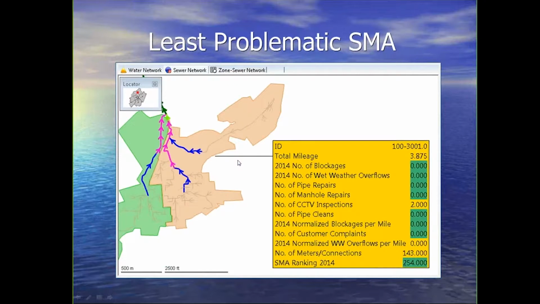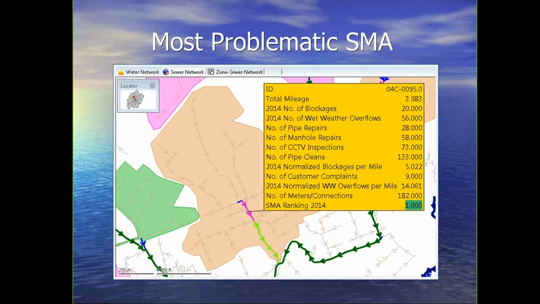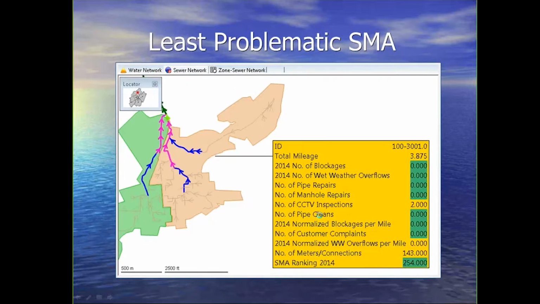Okay. Now, this is our least problematic SMA. Similar mileage, 3.875. But as you can see, we've had no blockages, no overflows, no repairs. We've had 2 CCTV inspections, and we've got 143 connections on there. But the rank is 254. And this is exactly what we were trying to get to, that when we had to go down to upper management and explain why we're going to spend $25,000 a year on a sewer meter, I would feel much more comfortable showing them this particular SMA and saying we were justified in putting a meter here, rather than explaining after the fact that, yeah, there was nothing going on here, there was no need to do it.